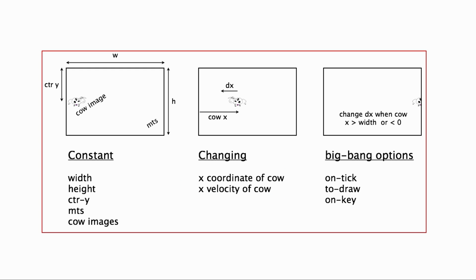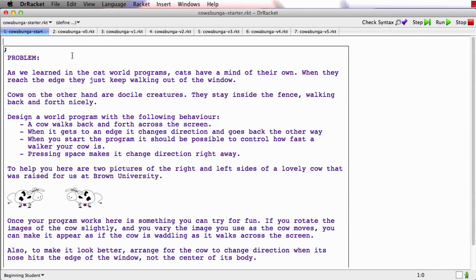Another difference shows up here in the third image, where I've made a detailed note to myself describing what's going to happen when the cow gets to the edge. So what I'm saying here is that if the cow's center, the cow x, tries to go past width or past 0, then we're going to reset it. So here the decision I'm making is that I'm going to let the cow get all the way up to the edge of the box, but not outside. The Big Bang options are relatively straightforward. There's on tick, to draw, and on key.